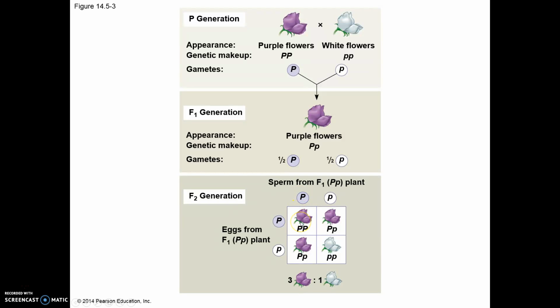So here we can have big P, we could have little p, or we can have two versions of big P, little p. 3 out of the 4 of these are going to appear purple. The last one will appear white.